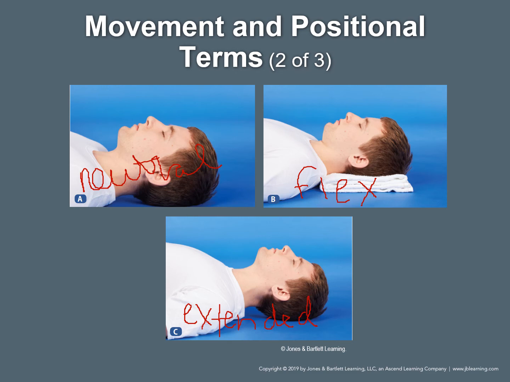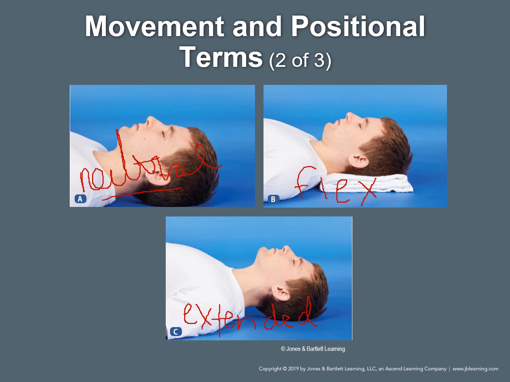Extension is when you take the distal portion and push it back away from the body. So here the head's back as far as it can go. Notice the difference. You might say, well, okay, the head's back, but what's the difference between neutral and extended? Neutral, notice here that you've got a line. You've just got this flat line here. Notice that the chin is kind of just straight up right there. That's a neutral resting position.